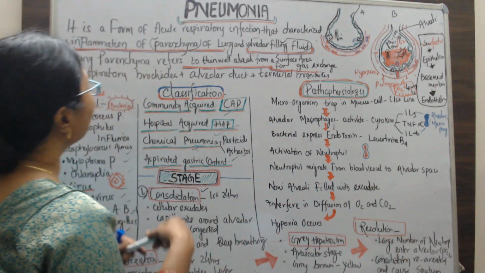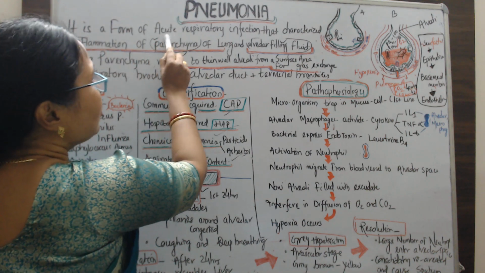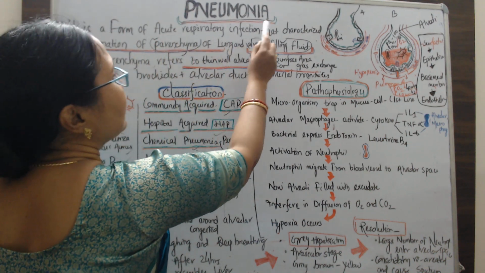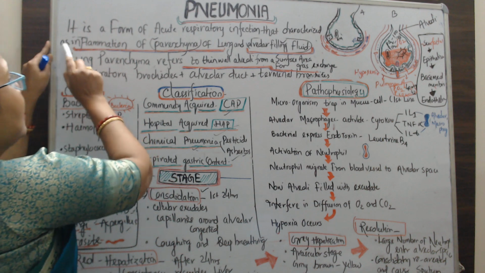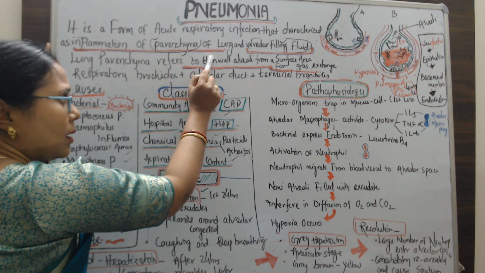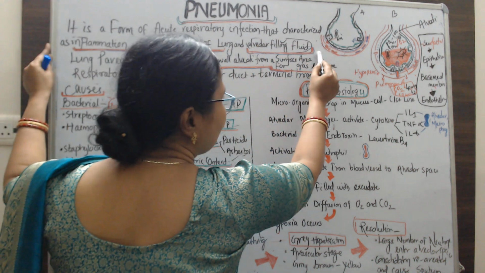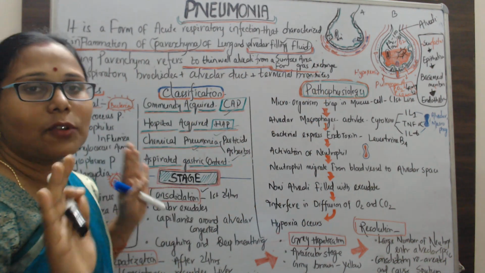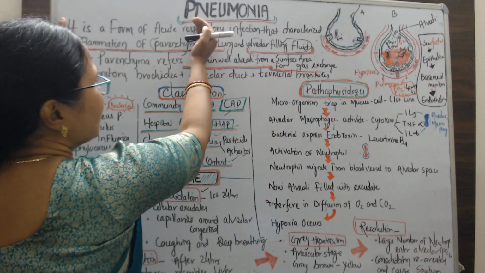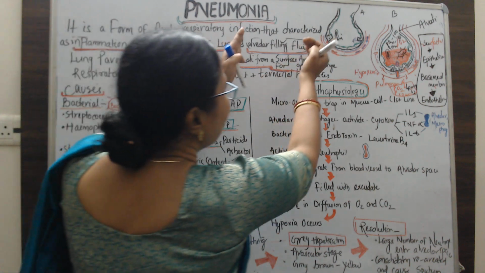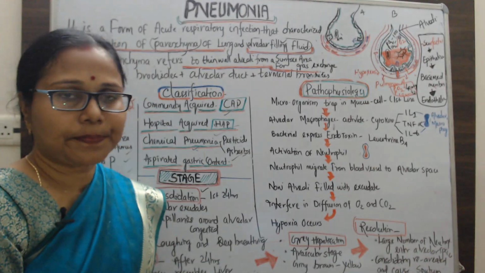Pneumonia is a form of acute respiratory infection characterized by inflammation of the parenchyma of the lungs and the alveoli filling with fluid. There are two things we have to be clear about: one, the inflammation of the parenchyma of the lungs, and the second, the alveoli filled with fluid.